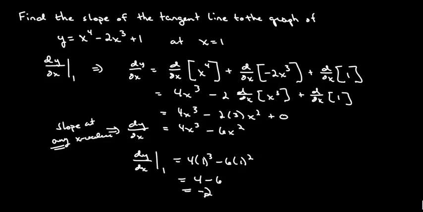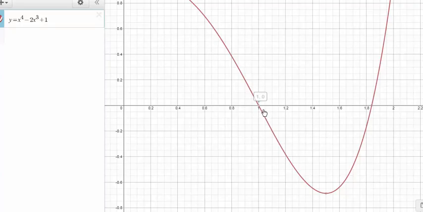Now this negative 2 is not the equation of any tangent line. Okay, it's not the whole equation, it's just the slope of the tangent line. So all it gives us is, if we were to draw a tangent line in right here, if it touched right at this point, its slope would be negative 2.